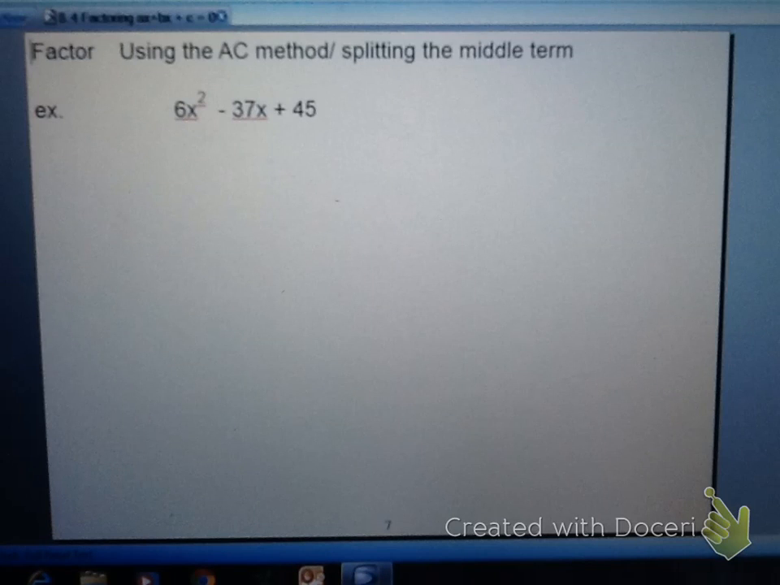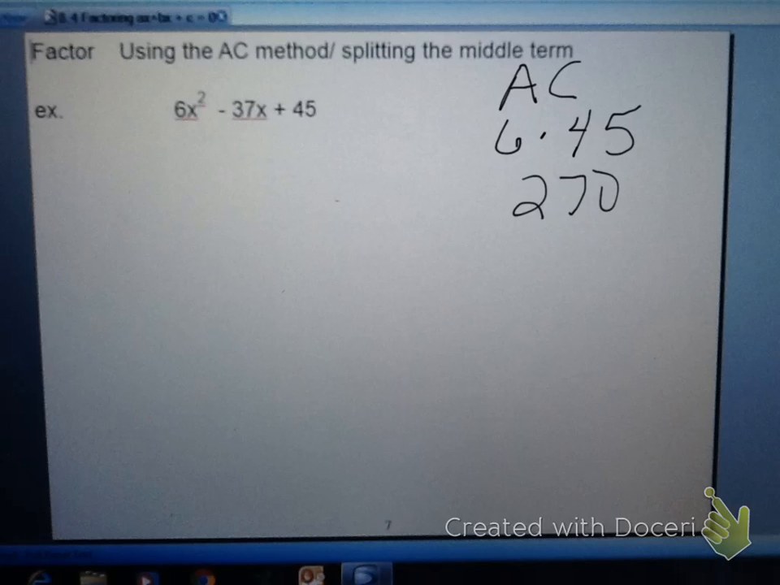This is a continuation of section 8.4, factoring quadratic trinomials. We are going to do the AC method. It's AC splitting the middle term. To do that, you have to multiply your A and your C together. My A is 6, and then I'm going to multiply 45. You need a calculator to help you with this. 6 times 45 is 270.